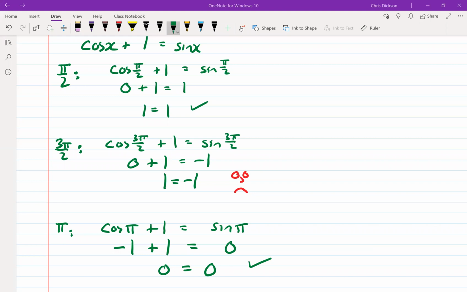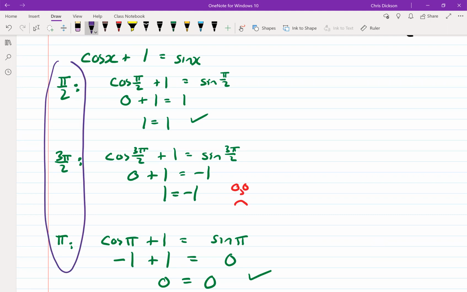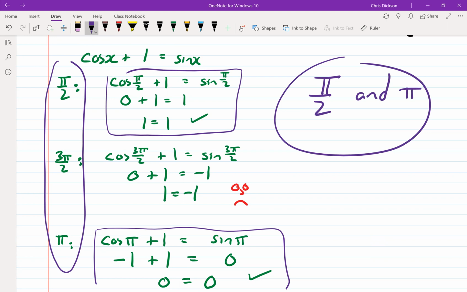Okay, so here we go. Let's take a look at that. So I just did 3 calculations using the 3 answers. We got pi over 2, 3 pi over 2, and pi. And you'll see the first one actually works out nicely, so that actually is true for us. And the last one works out nicely, that is true for us. But when we plug in 3 pi over 2, we actually get a false statement here. And so what that would mean is that only pi over 2 and pi are the actual solutions for this one.